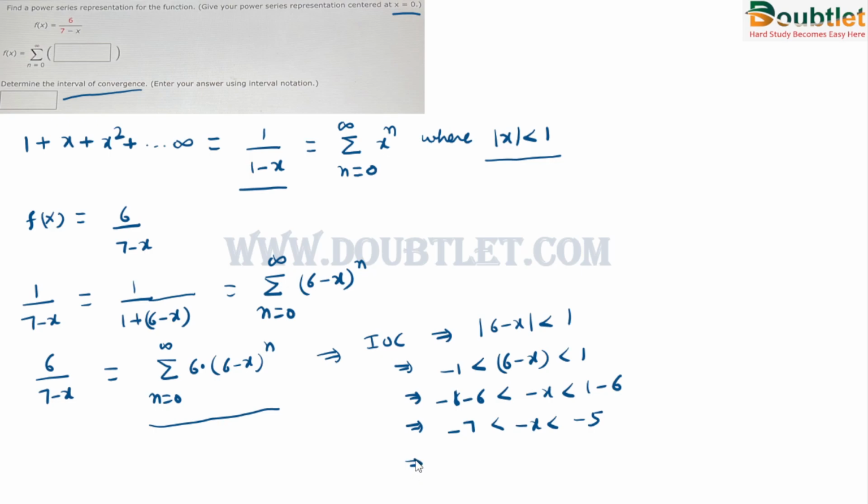If we multiply the minus sign to both sides, then the inequality signs will change. So from here we can easily see that the interval of convergence is x belongs to 5 to 7, and this will be an open interval.